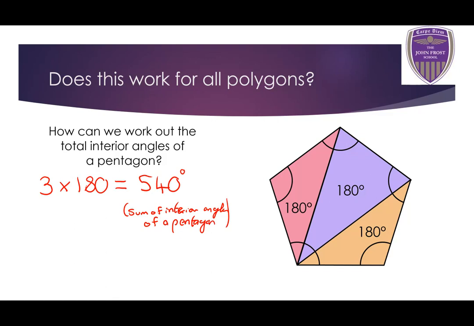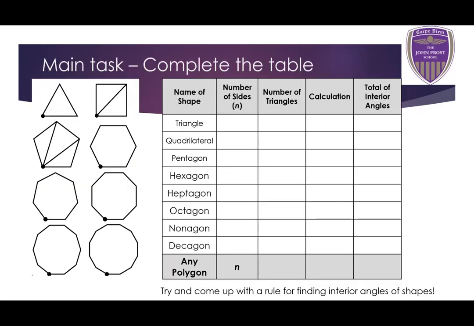So this looks like it's going to work for all polygons, okay? Even if it's a regular or irregular pentagon, if you can divide the shape into triangles, you add up how many triangles there are and multiply that number by 180, that will tell you the sum of interior angles of that shape, okay?